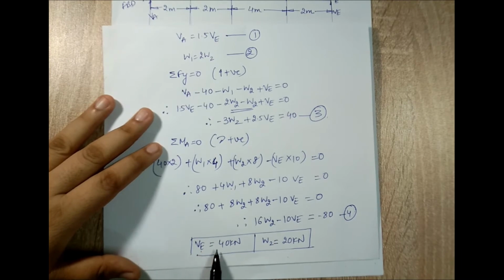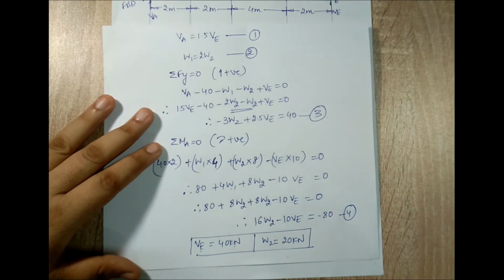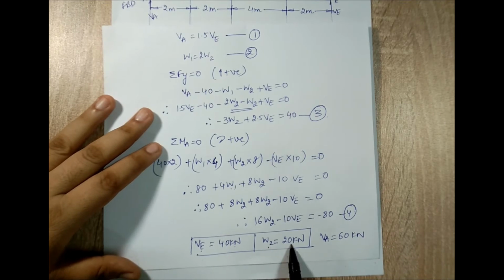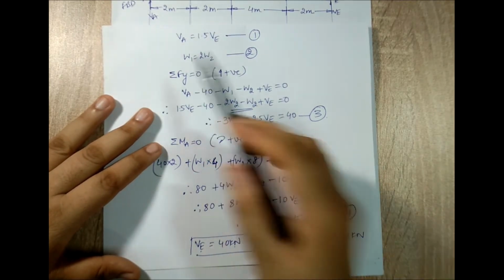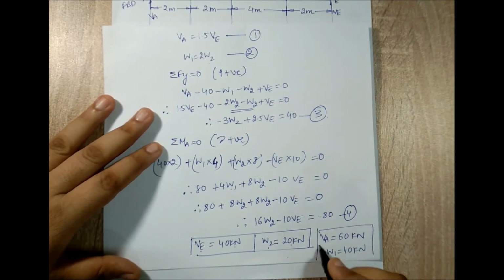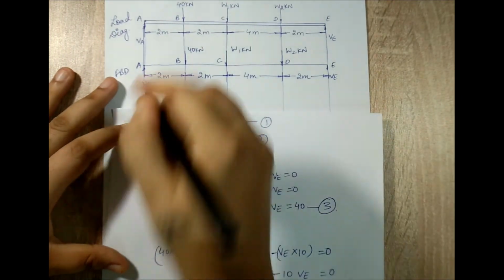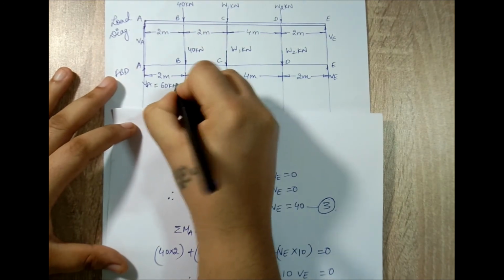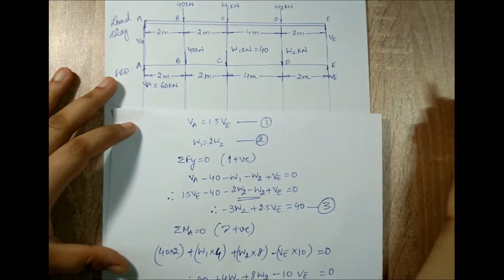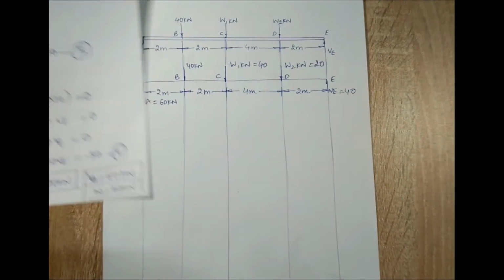Now when I know VE is 40 kilonewton, when I substitute here, I'll get the value of VA. I get VA as 60 kilonewton. And when I substitute W2 is 20 kilonewton over here, I will get W1 as 40 kilonewton. So these are the four values that I obtained, which is asked in the question. Now I'll just write down these values over here. So VA is 60 kilonewton, W1 is 40, W2 is 20, and VE is 40. So I have got all the values now.